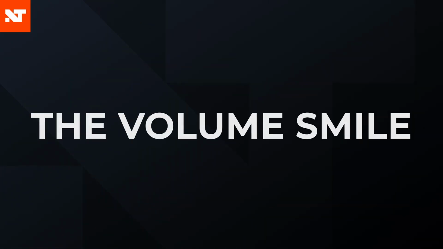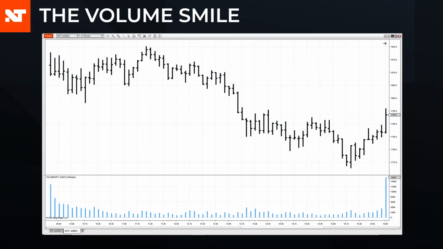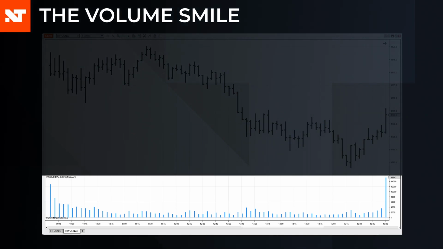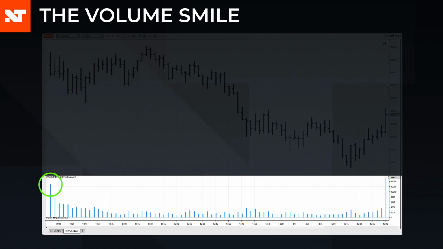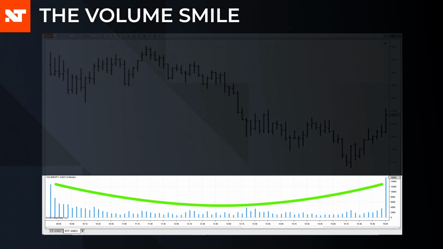The volume smile. The volume histogram may look different on an intraday chart than one on a historical chart. On an intraday chart, volume tends to increase at the traditional floor open. These times go back to when the markets traded only in the pits of an exchange. For this reason, you might see that the highest volume happens at the beginning and end of the traditional floor hours for a contract. This leads to a pattern that looks like a smile.